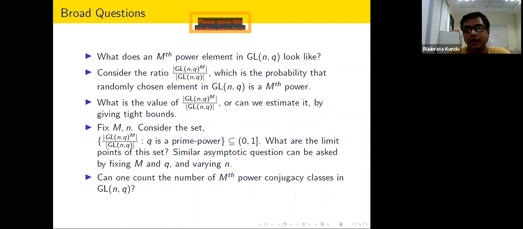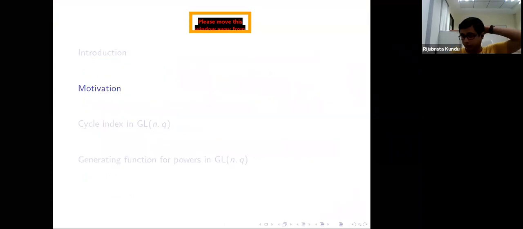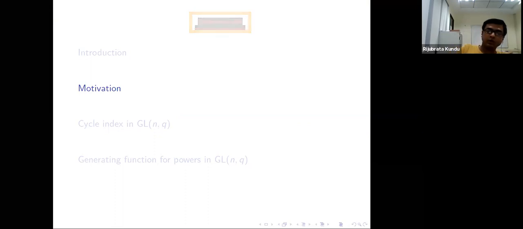So why am I actually considering this mth power map over GL_N(Q)? Before plunging into this motivation, I must say that there are twofold motivations, two viewpoints from which one can see this problem. One viewpoint is the viewpoint of word maps. So the power map is a special case of a more general kind of map called a word map.